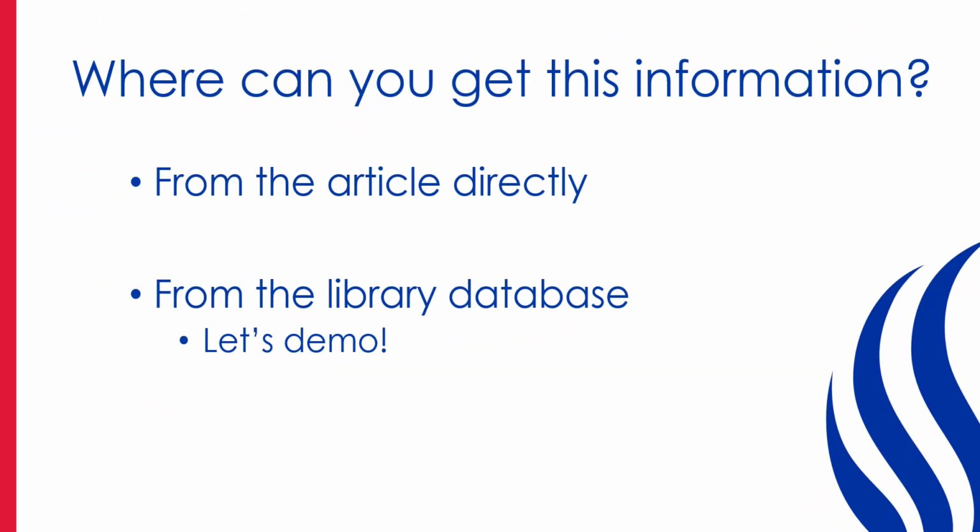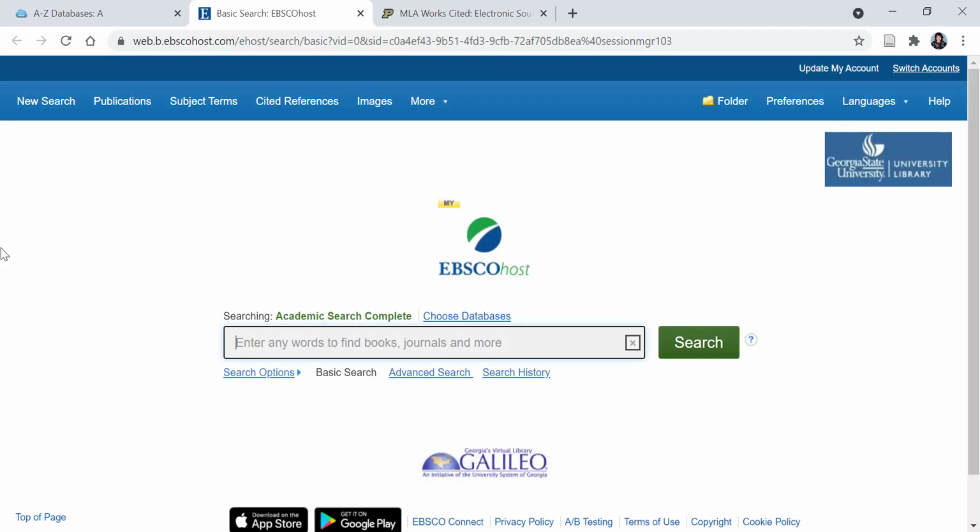So where do you get this information? Once you have your source, you can pull it together manually, or you can pull it from the library database directly. I'll show you how now. Say, for example, you're retrieving articles from library database Academic Search Complete. I will conduct a search for peer-reviewed articles on a sample topic.